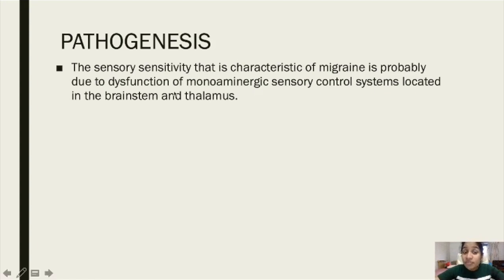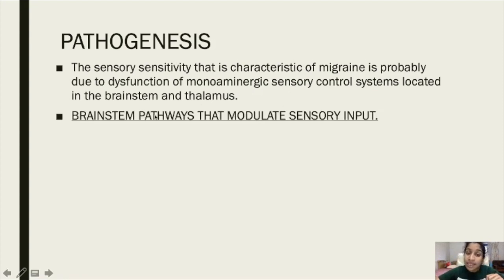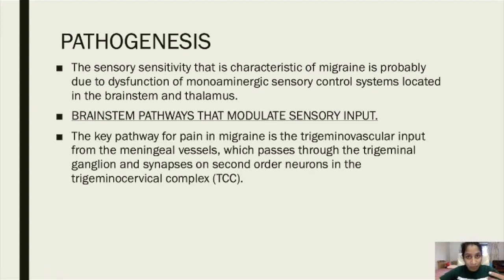Because of the dysfunction of this system, they are getting sensory sensitivity, and that will lead to migraine. So this control system is situated in our brainstem and thalamus. Brainstem pathways modulate sensory input. There are afferent and efferent pathways in our brain. All these are hypotheses about migraine. So the one pathway I am discussing here.